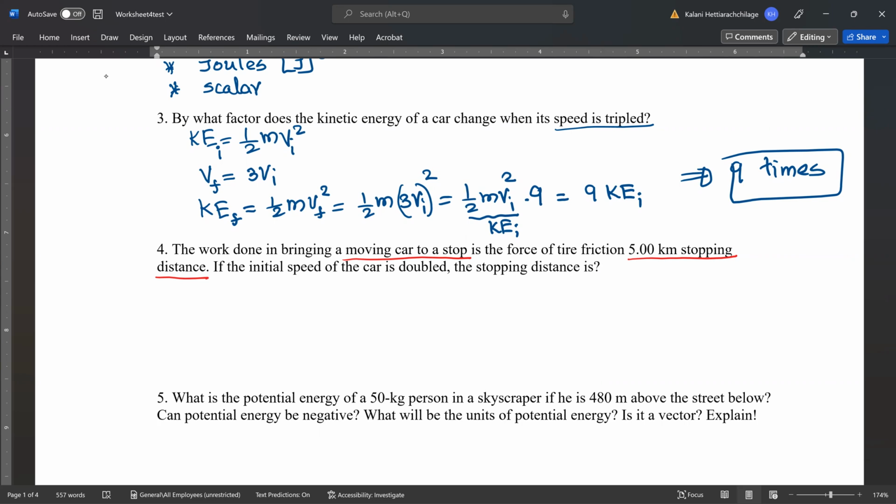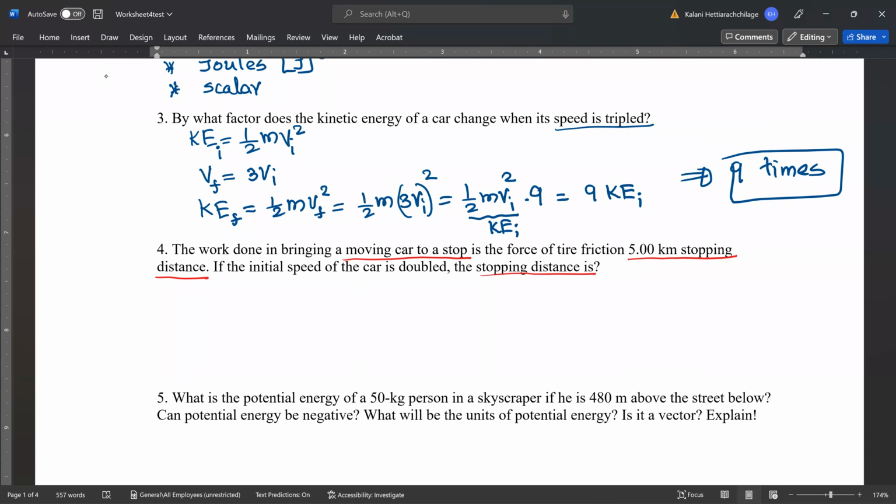So if the initial speed of the car is doubled, this is the next step. You're going to double the initial speed of the car, then what will happen to the stopping distance? By watching this, what you can say is, if you double the initial speed, definitely your car will travel more than the distance it earlier traveled, more than 5 kilometers. That is definitely understandable. But is that double, or triple, or 4 times?